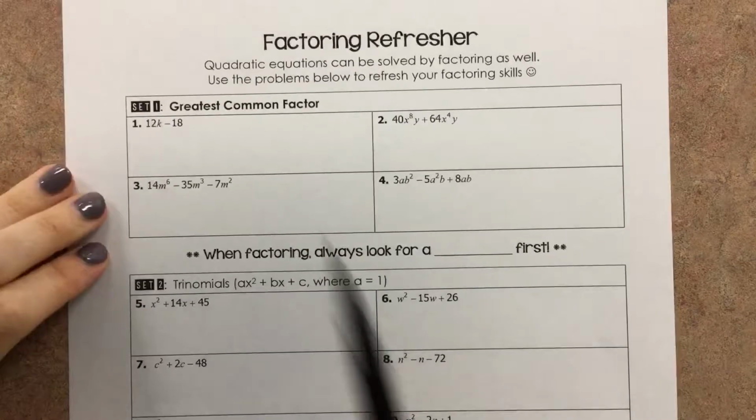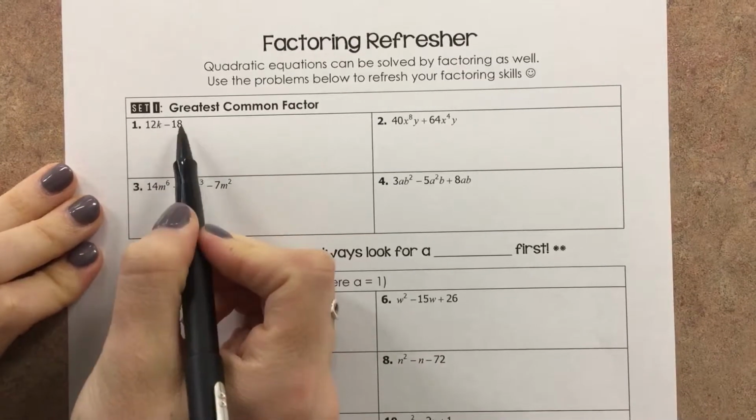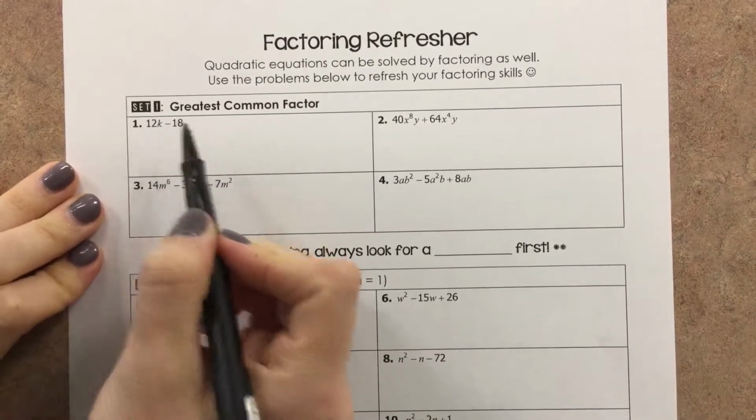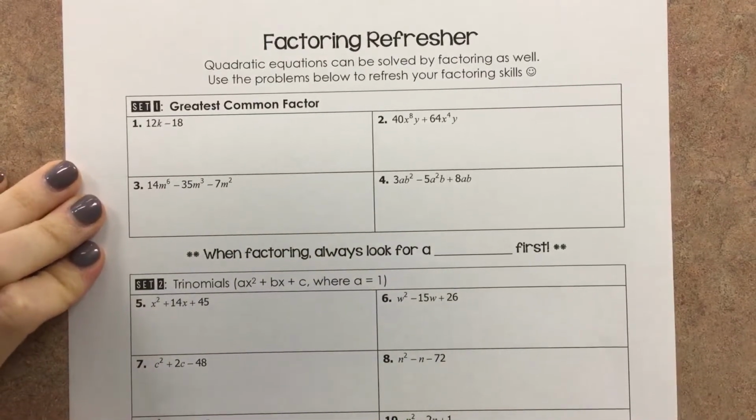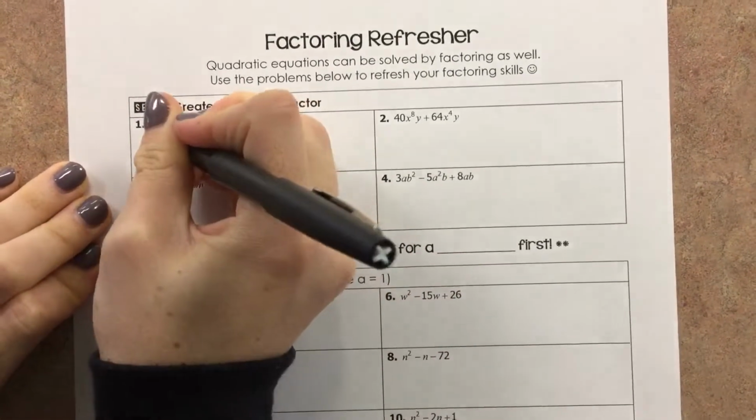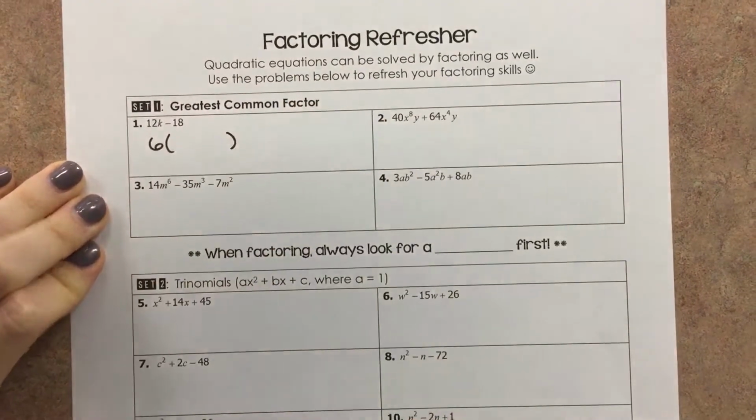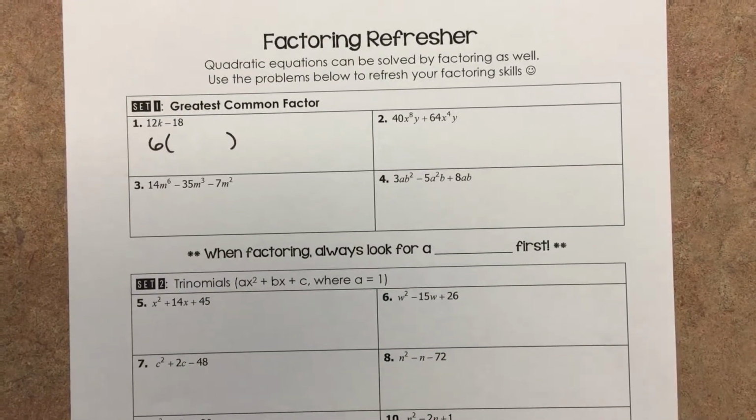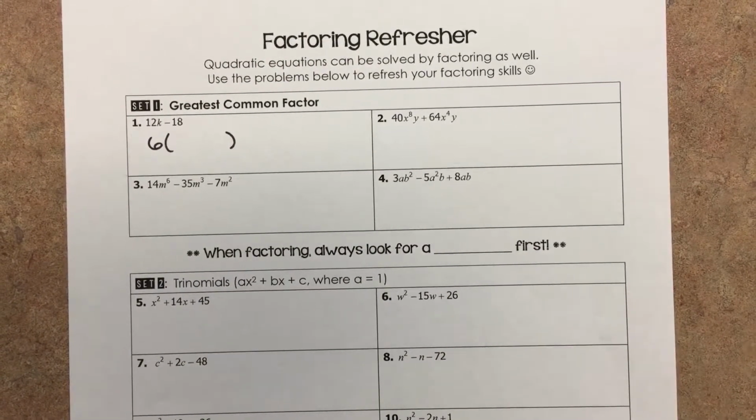So for number 1, we have a 12K and we have an 18. 12 and 18 are both multiples of 6. So that's what we would write out front as our greatest common factor. And then the way that you factor it out is you put the leftovers in parentheses. So it's basically the way that distribution works, except in reverse. So it's like we are undistributing a 6 from these 2 terms.